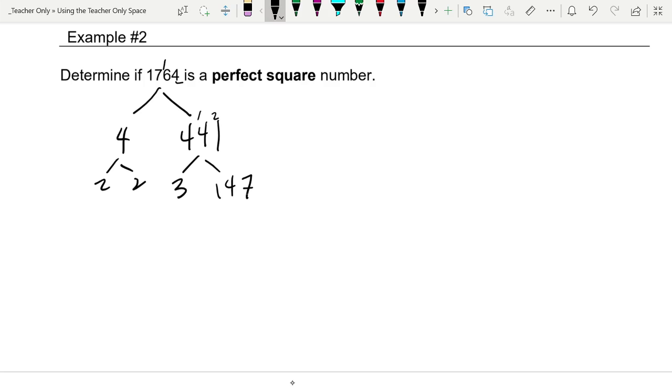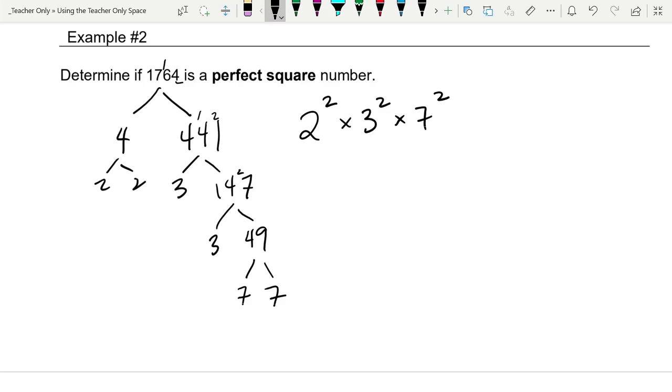Is that prime? 7, 11, 12? No, I think we got another 3, don't we? How many 3s in 14? 4. Carry the 2. How many 3s in 27? Is 49 prime? No. It's 7 times 7. Okay, so this is 2 squared times 3 squared times 7 squared.